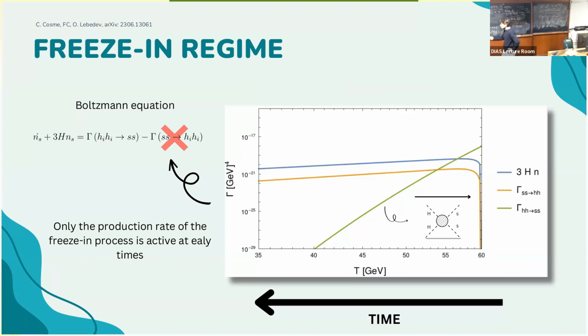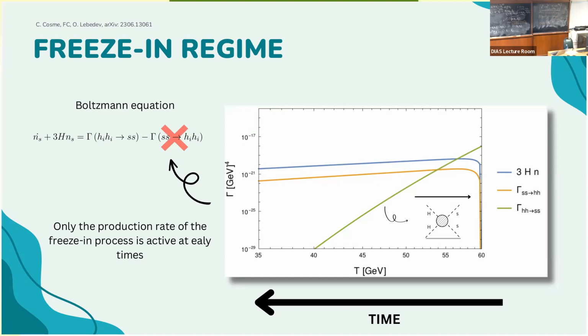In this picture, I have the time going in this direction. So this is early time, this is late time. Here we have the Hubble rate in blue. In green, we have the production rate. And in orange, we have the back reaction, so the S's annihilating back into Higgs. And as you can see, this is always lower than the Hubble rate, so it's never actually active as a process. While this process is active here at the beginning. So we get some production at the beginning, and then this goes below the Hubble rate and it's not active anymore.